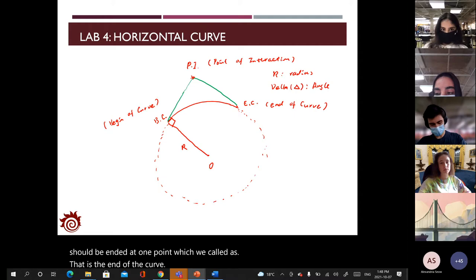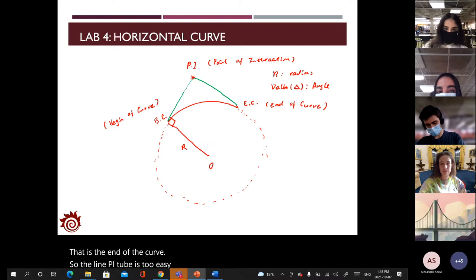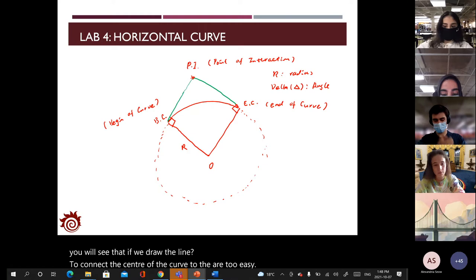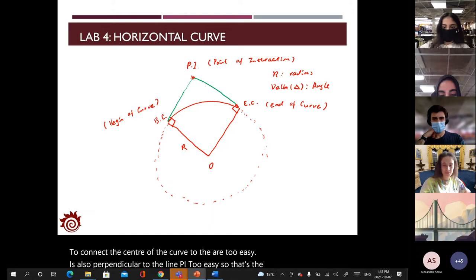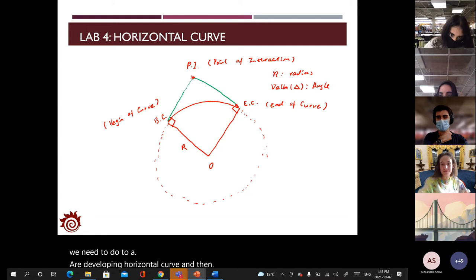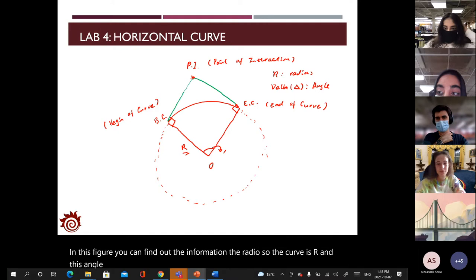So the line PI to EC should also be tangent to the curve. What you will see is that if we draw a line to connect the center of the curve to EC, it is also perpendicular to the line PI to EC. So that's the requirement that we need to develop a horizontal curve. In this figure, you can find the information. The radius of the curve is R, and this angle is defined as delta, which is the angle of the curve.